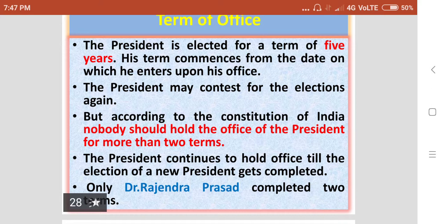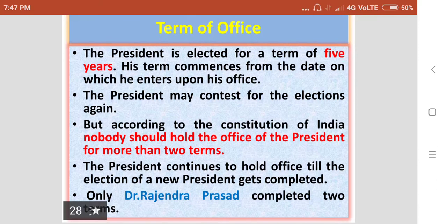So in our country, only Dr. Rajendra Prasad, the first President of independent India, completed 2 terms as the President. The remaining Presidents completed only 1 term as the President of India.